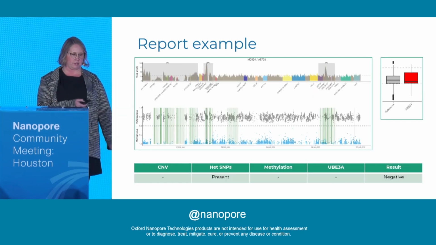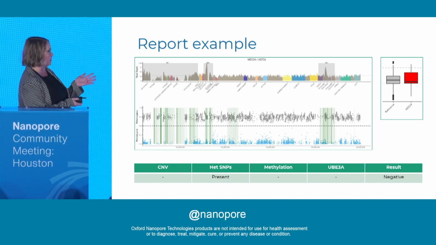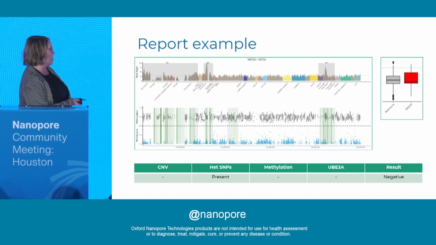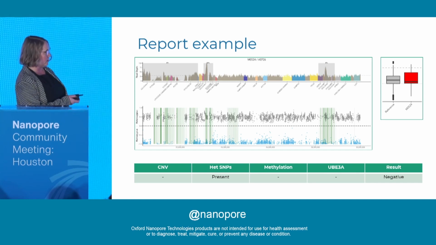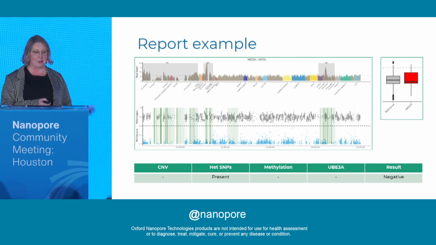Okay, so here's an example. I'll take you through it. We're looking across the read depth, which does not suggest the presence of a copy number variant. We have both heterozygous and homozygous SNPs. The methylation pattern in red looks like the reference in gray. So this would be an example of a negative result.